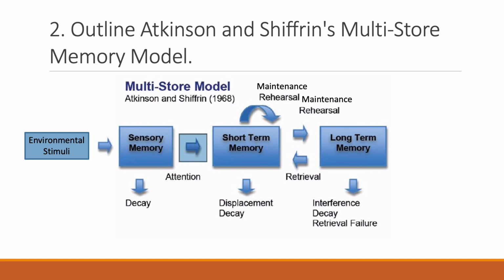In our long-term memory, there's 3 explanations of forgetting, which is interference. If you remember the lesson from last week, proactive and retroactive interference, decay as well, and retrieval failure, so a lack of cues. And in order for us to successfully retrieve a piece of information from our long-term memory, it has to go back into our short-term memory. So that's basically Atkinson and Shiffrin's multi-store memory model.